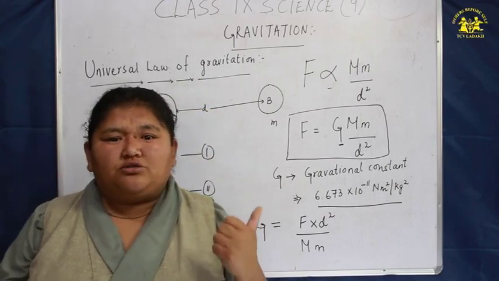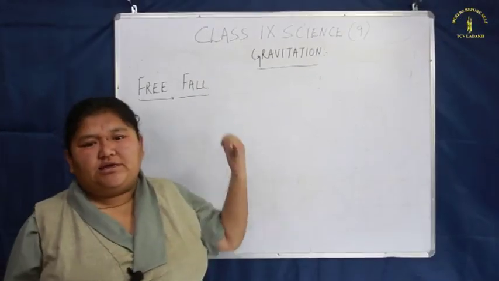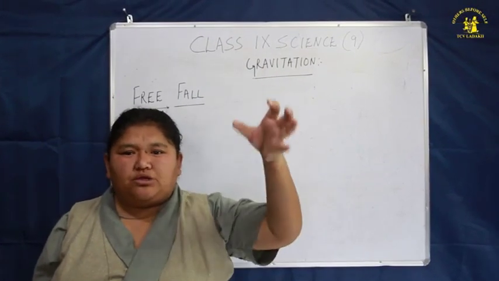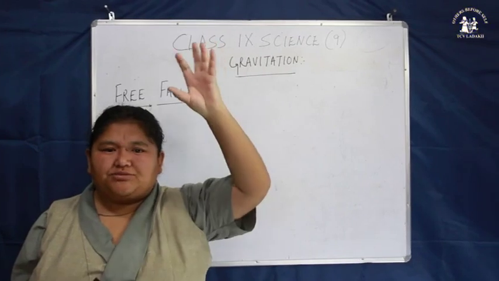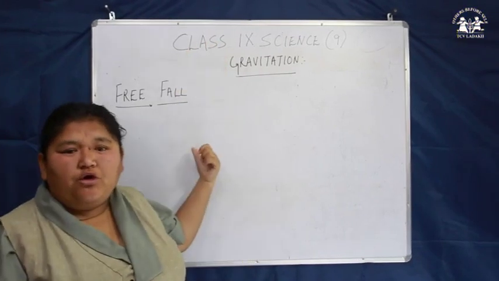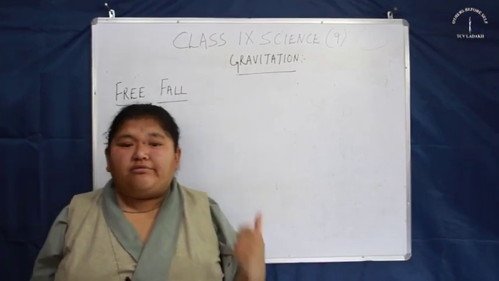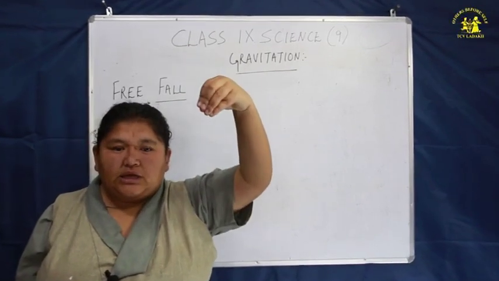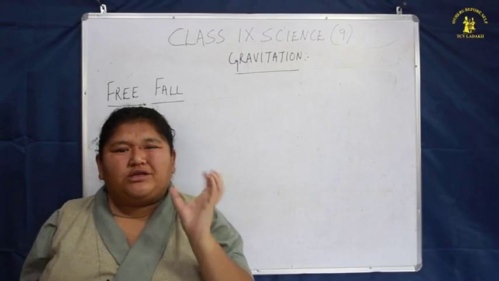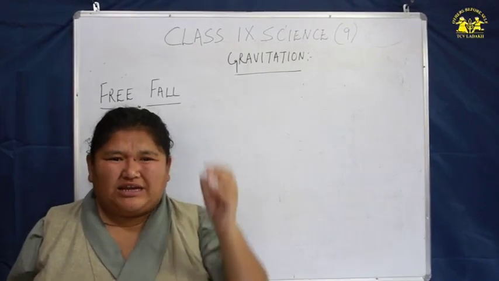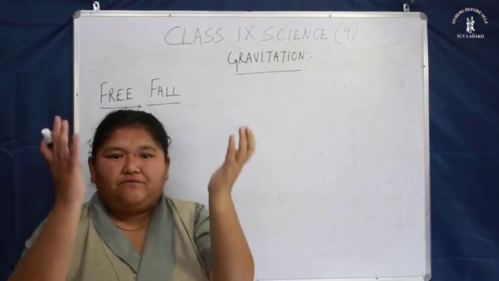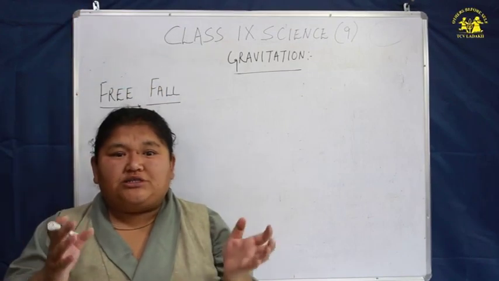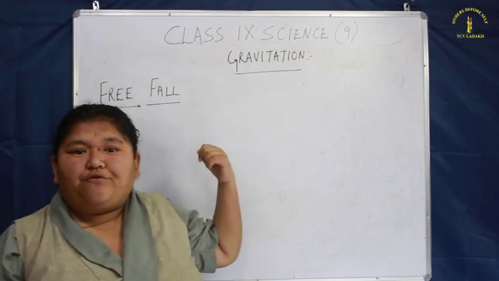Now let us talk about free fall. So now what is free fall? Free fall is when an object falls from a certain height under the influence of only gravitational force, gravity, and that object is said to be in a free fall.